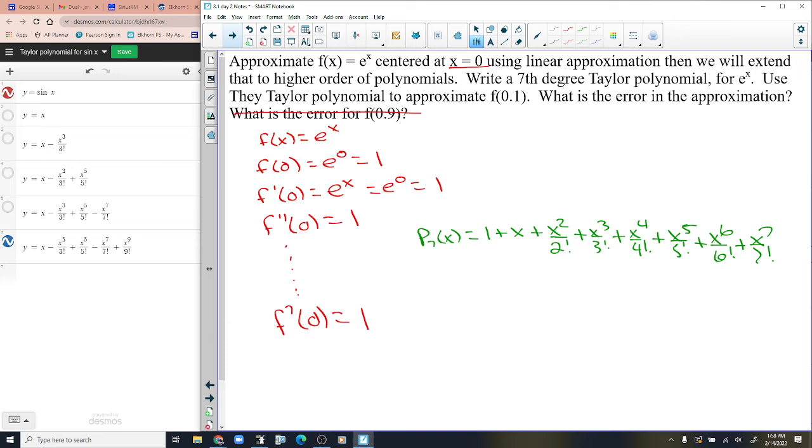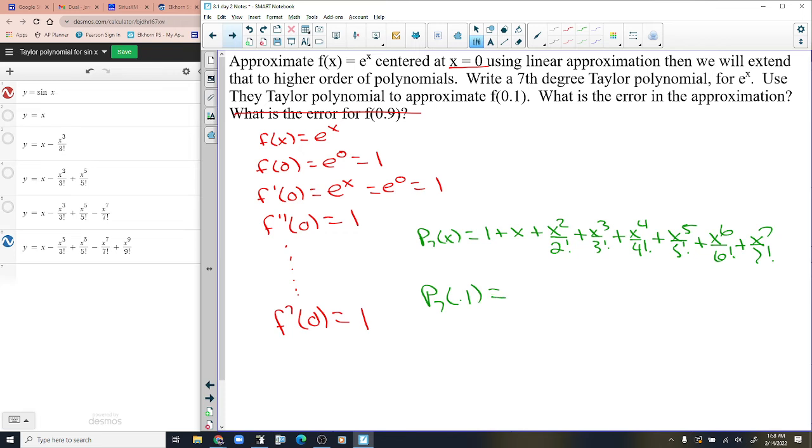That polynomial estimates e to the x. That's what we're trying to find: a polynomial that your calculator will be able to use to evaluate e to the x. So let's see how good it is. The other one was 10 decimals good. Let's go with 0.1 again.